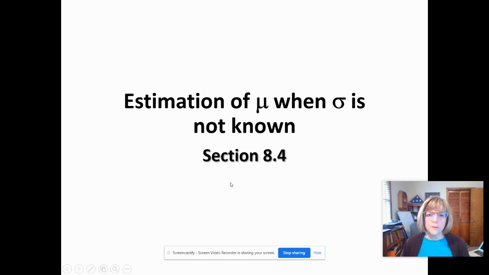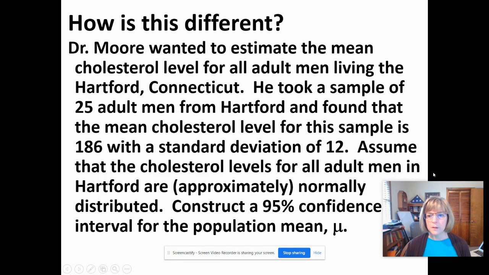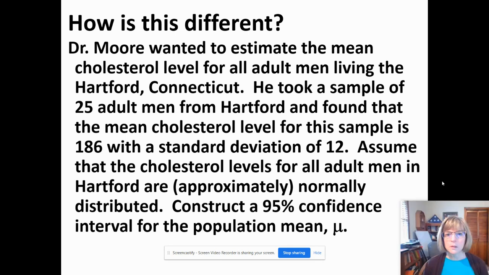Hello, we're going to go over how to make a confidence interval for a population mean when we do not know our population standard deviation. So here's an example of a problem that you might run into.